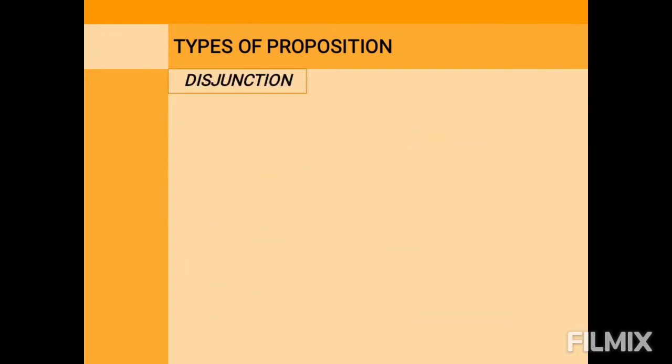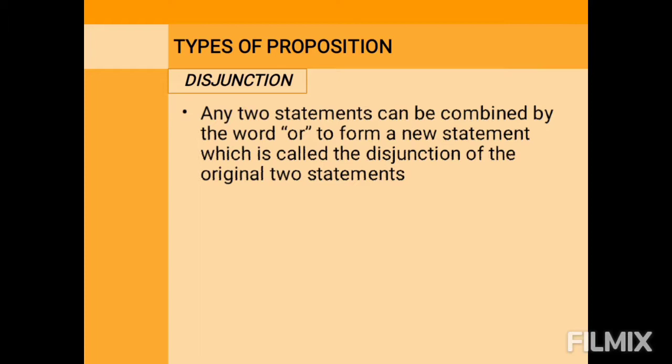And let's see the other one. We have conjunction, and then we have disjunction. Any two statements can be combined by the word or to form a new statement, which is called the disjunction of the original two statements.